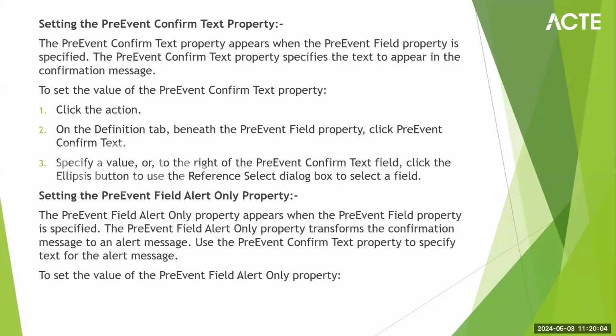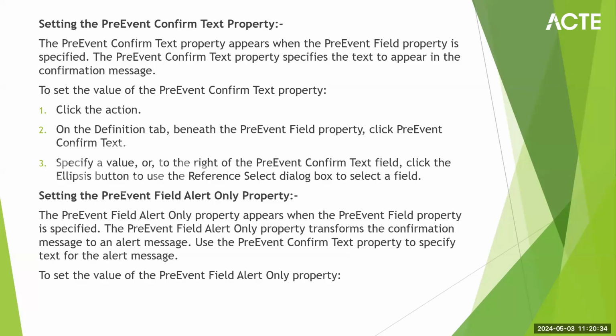Setting the pre-event confirm text property. It is nothing but messages like, are you sure you want to delete, or are you sure you want to execute this field? How do you do that? Click on the action on the definition tab beneath the pre-event field property. Click on the pre-event confirm text and specify a value. If not, you can just directly map the field to that particular property.